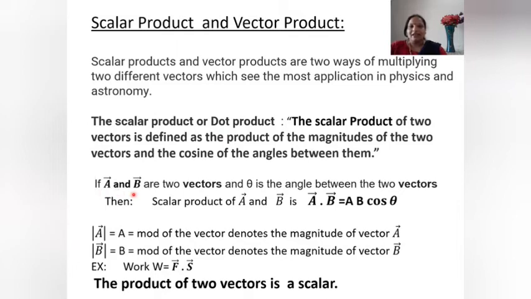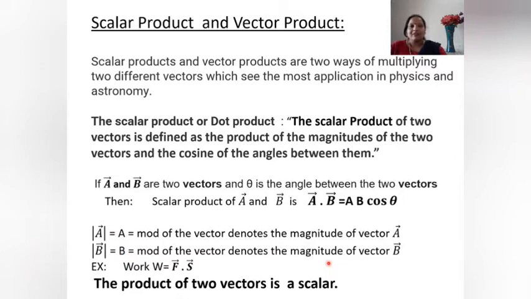If A and B are two vectors and theta is the angle between vector A and vector B, then we can write the scalar product of A and B as vector A dot vector B is equal to AB cos theta. This is the mathematical representation of the scalar product or dot product, where mod of A is equal to A, mod of B is equal to B, where A and B represent the magnitudes of vector A and vector B.